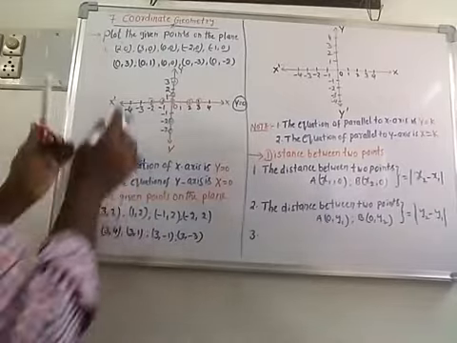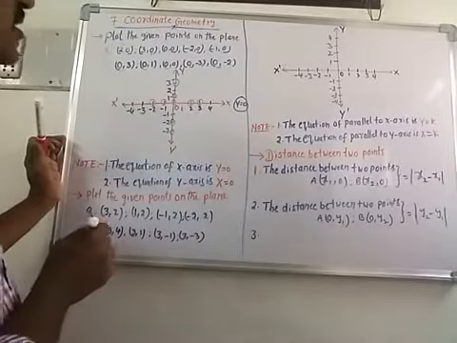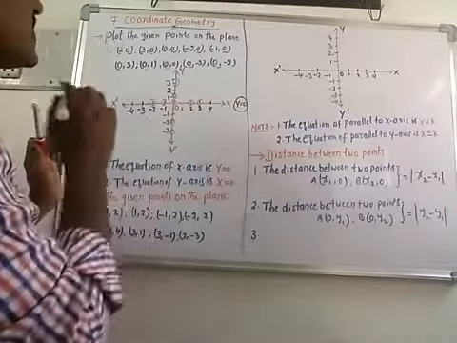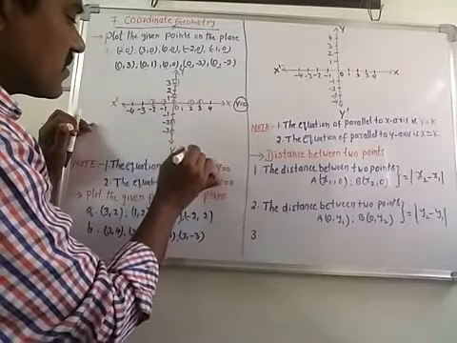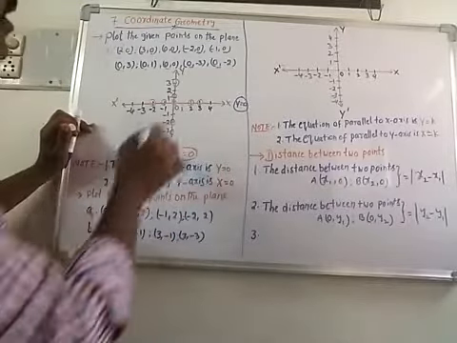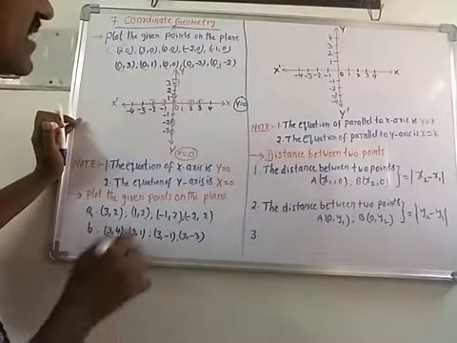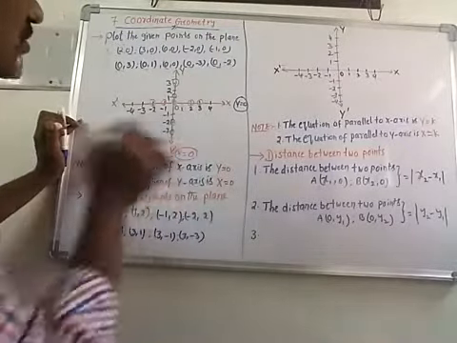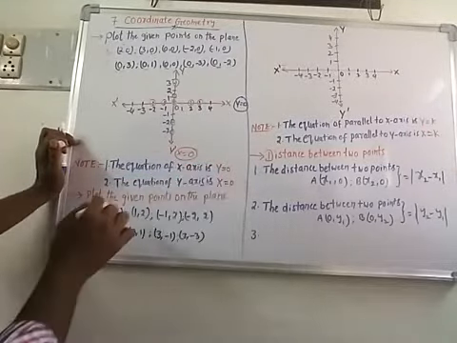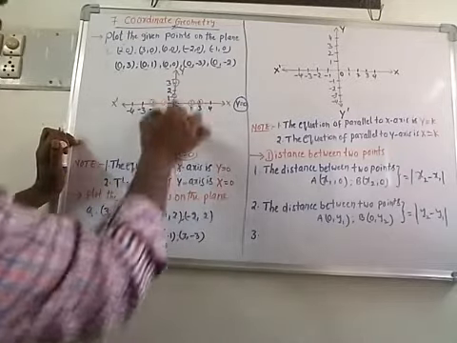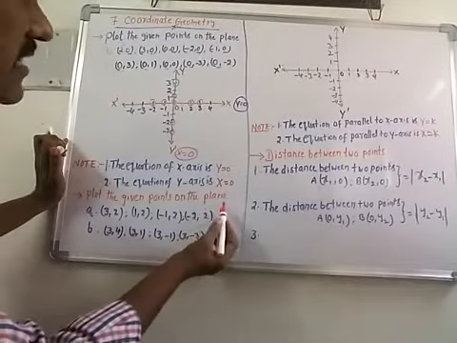Here you observe that the x coordinates are 0. That means x is equal to 0. So on the y-axis, the x coordinates are 0. So note the equation of x-axis is y equal to 0 and the equation of y-axis is x equal to 0.